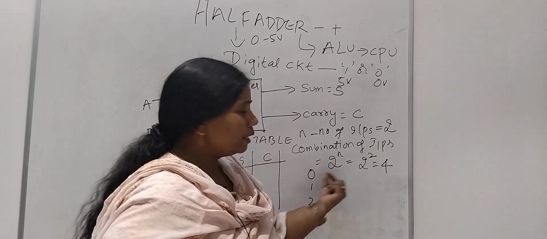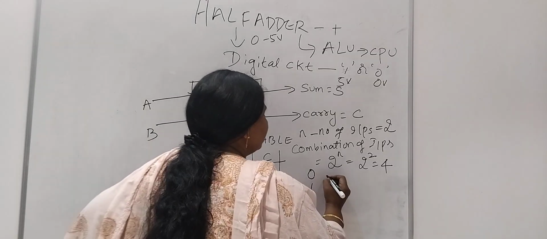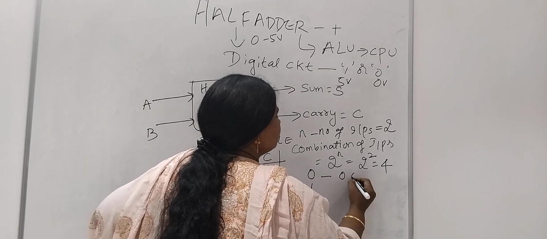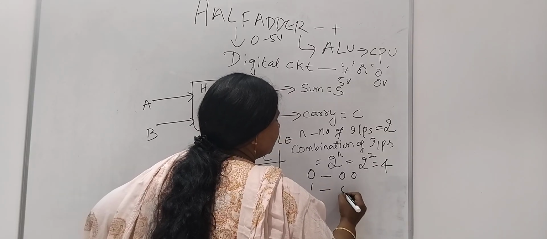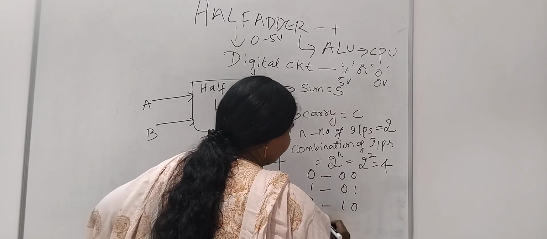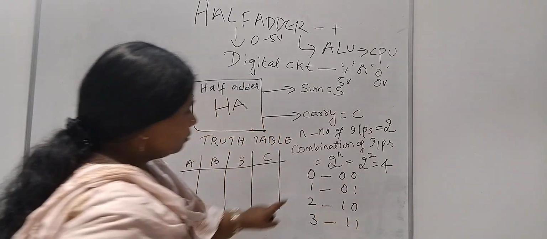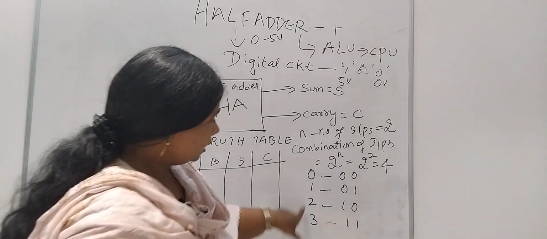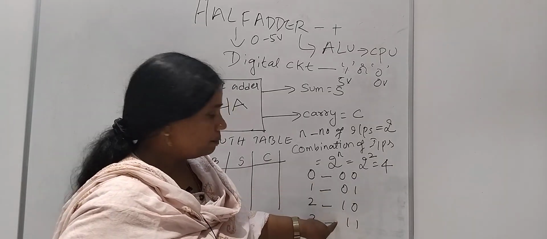This 0, in 2 bits, how can you represent it? You can represent it as 0, 0. 1, how can you write it? 0, 1. 2, how can you write it? 1, 0. 3 is 1, 1. One thing, these are the decimal combinations I have written, and the corresponding binary bits you have written here.